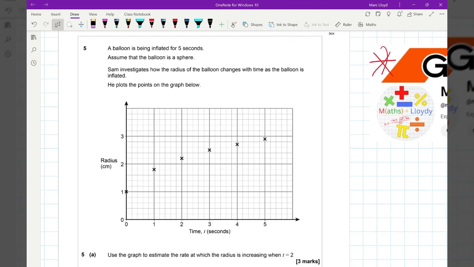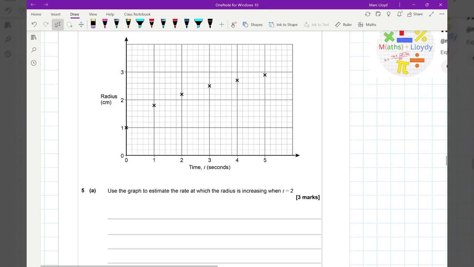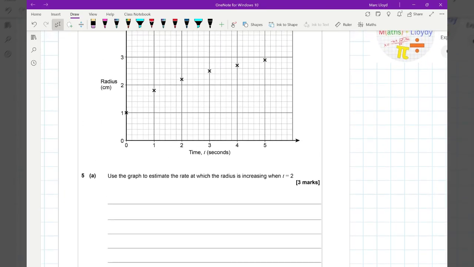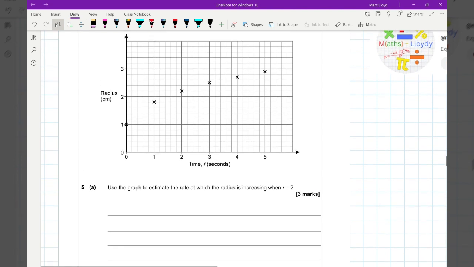Okay, question number 5. A balloon is being inflated for 5 seconds. Assume that the balloon is a sphere. Sam investigates how the radius of the balloon changes with time as the balloon is inflated. He plots the points on the graph below. Use the graph to estimate the rate at which the radius is increasing at time t.